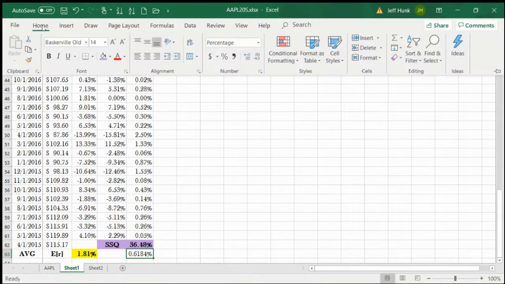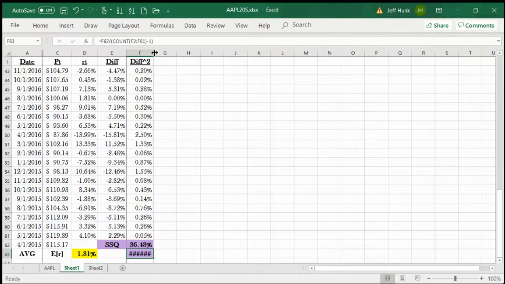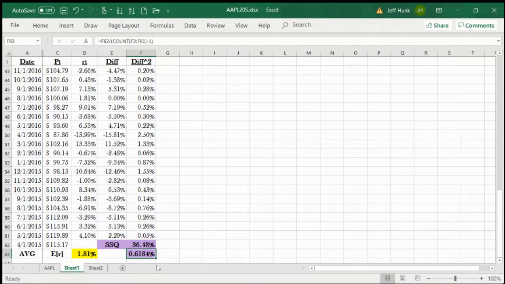And make it bold. So then, are you saying the average deviation per month is like 0.618%, only decimal? Now, this is called variance. Okay, this is called variance.